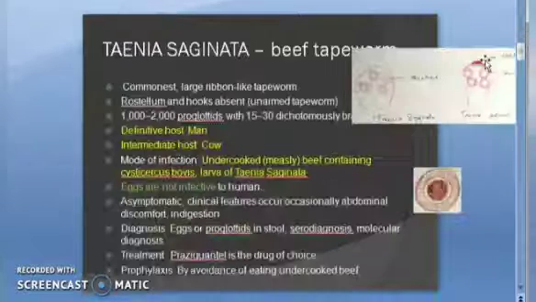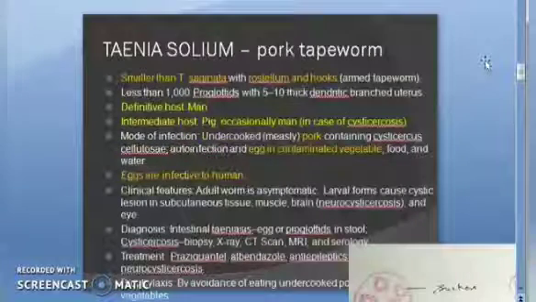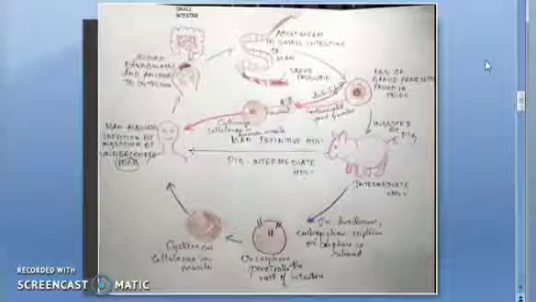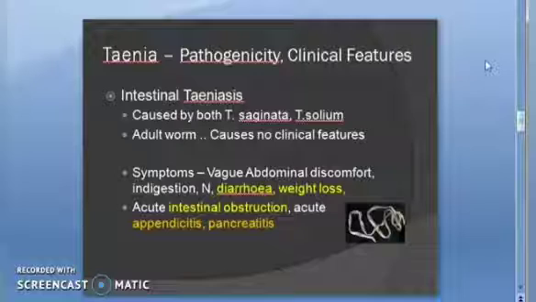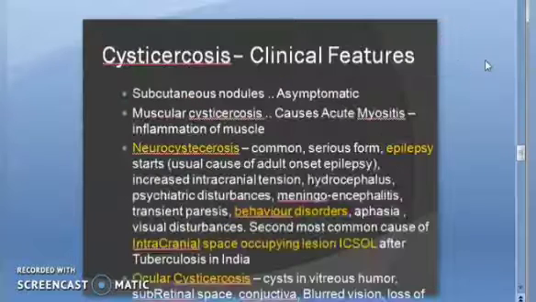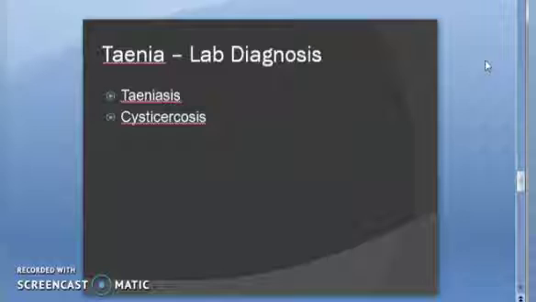Helminth cestode, intestinal, beef tapeworm, pork tapeworm, the life cycle, the pathogenesis, the pathogenicity we saw. Then we saw the clinical features of cysticercosis, then the places it affects: neurocysticercosis, ocular cysticercosis, ICSOL, intracranial space occupying lesion. Now we have come to lab diagnosis.